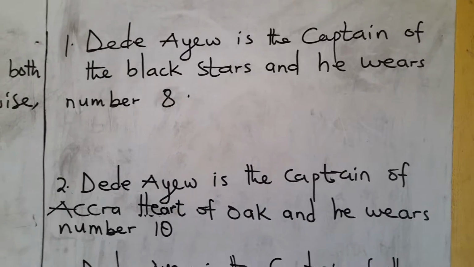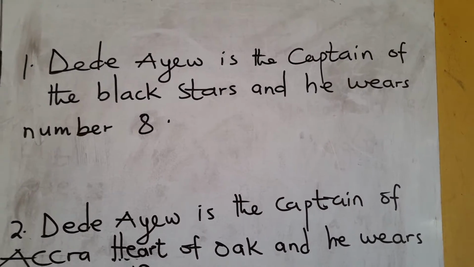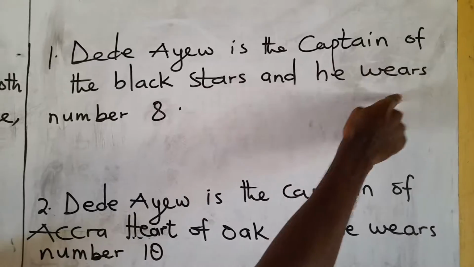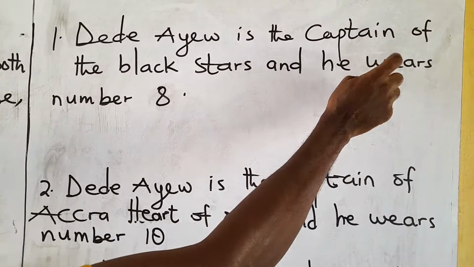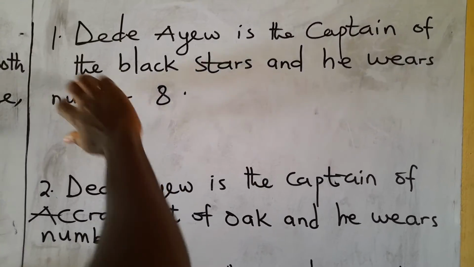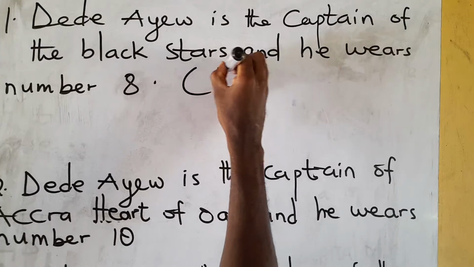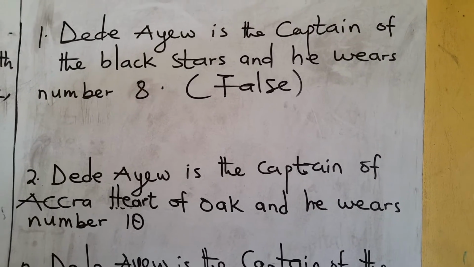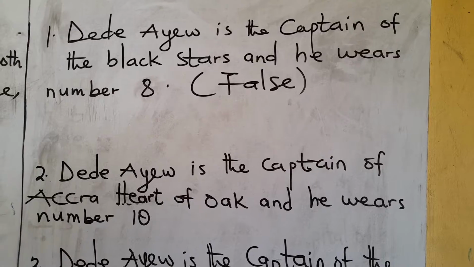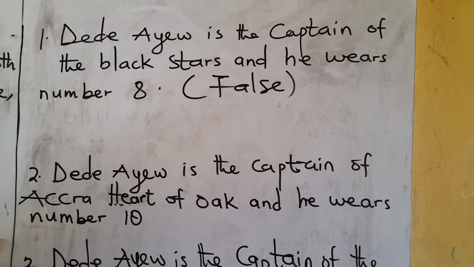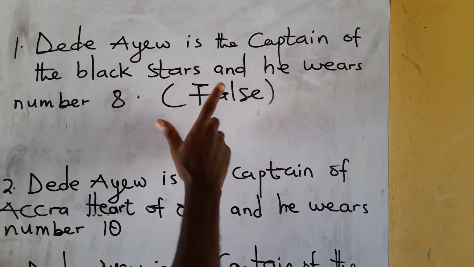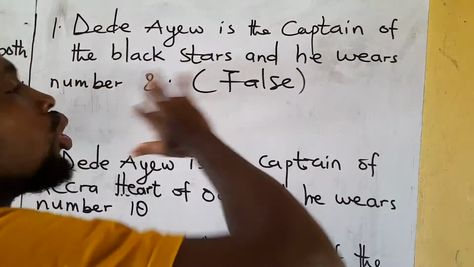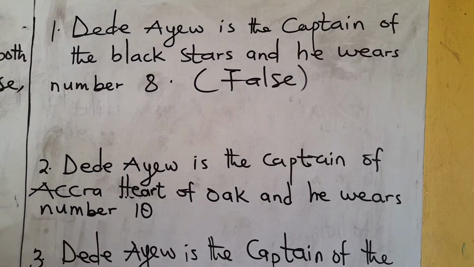And let's say someone made these statements. Let's see which of these statements is true and which is false. Number 1. Dede Ayew is the captain of the Blasters. It is true. And he wears number 8. Is false. As far as the second aspect of the statement is false, it renders the entire statement as false. I hope you understand that. Remember, we say a conjunctional statement is only true when both aspects of the statement are true. Otherwise, it's false. So Dede Ayew is the captain of the Blasters is true. And he wears number 8. It's not true that Dede Ayew wears number 8. So it renders the whole statement as false. I hope you get that concept.